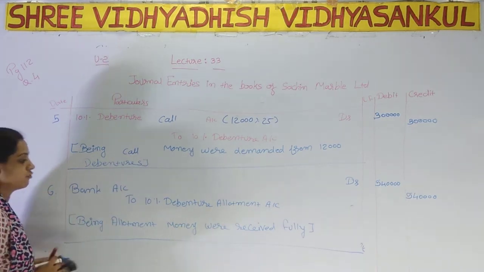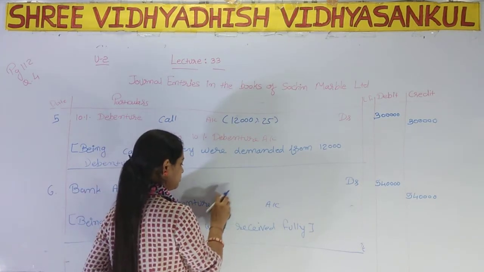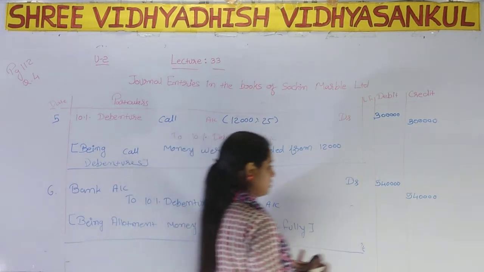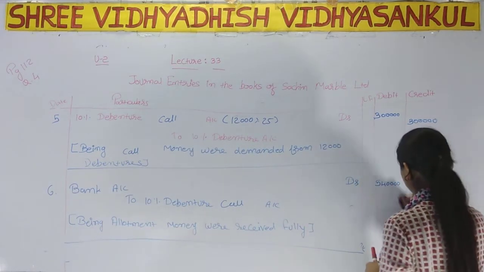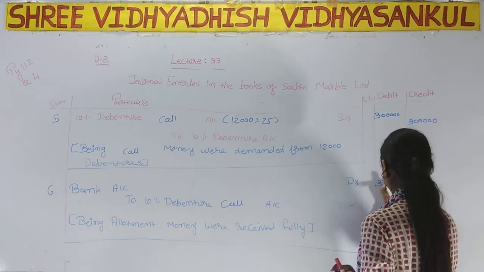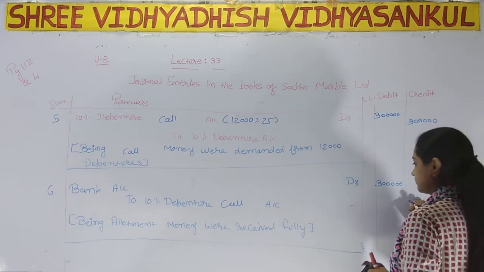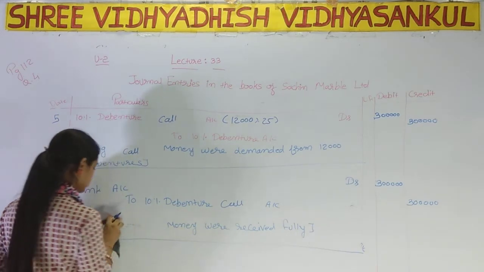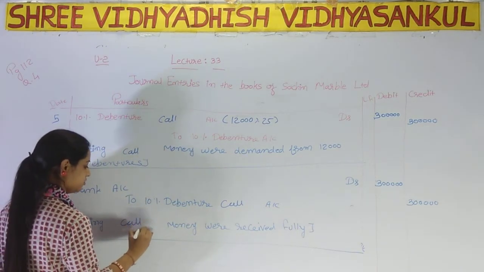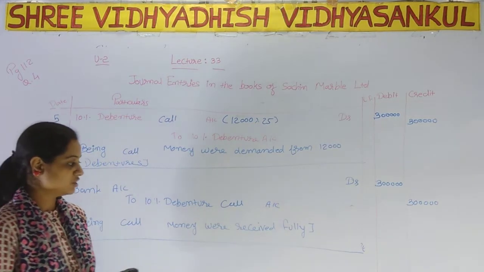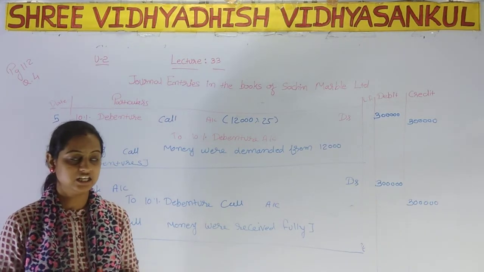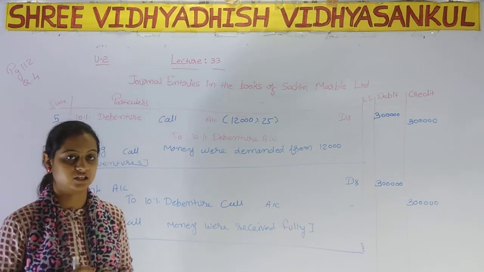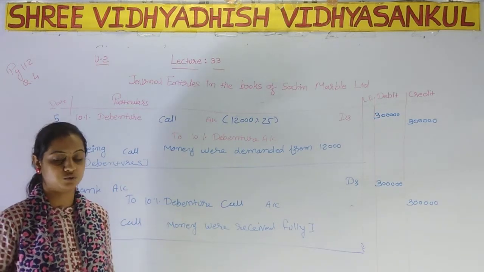Then the sixth entry will be for receiving. The receiving entry will be bank account debit to 10% debenture call account, and the amount will be what we have demanded, that is 3 lakh. Being call money were received fully. After this, again do underline and do the total by yourself and complete the sum, right? To do the total is compulsory for you. Don't forget that, right? Write down this and then do the total.